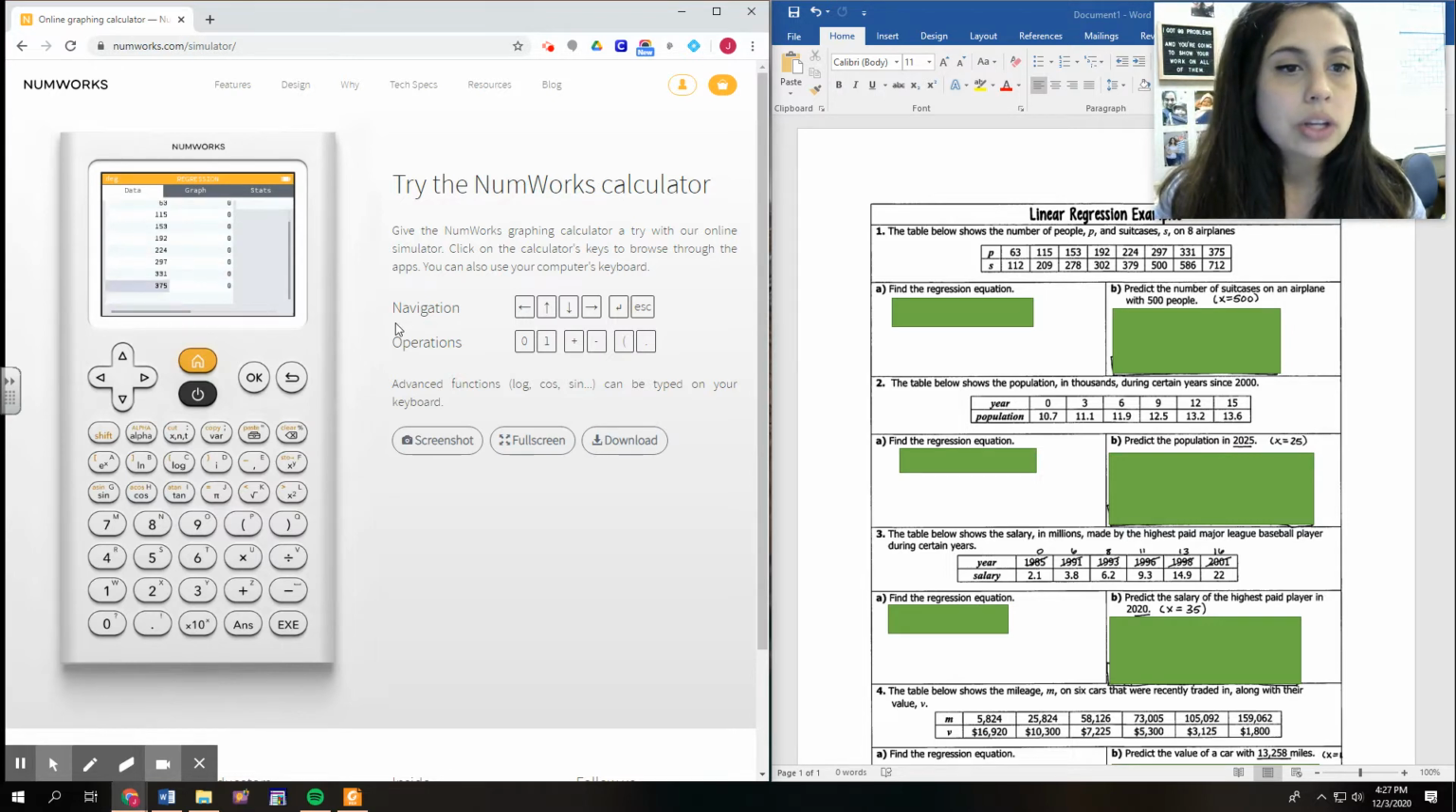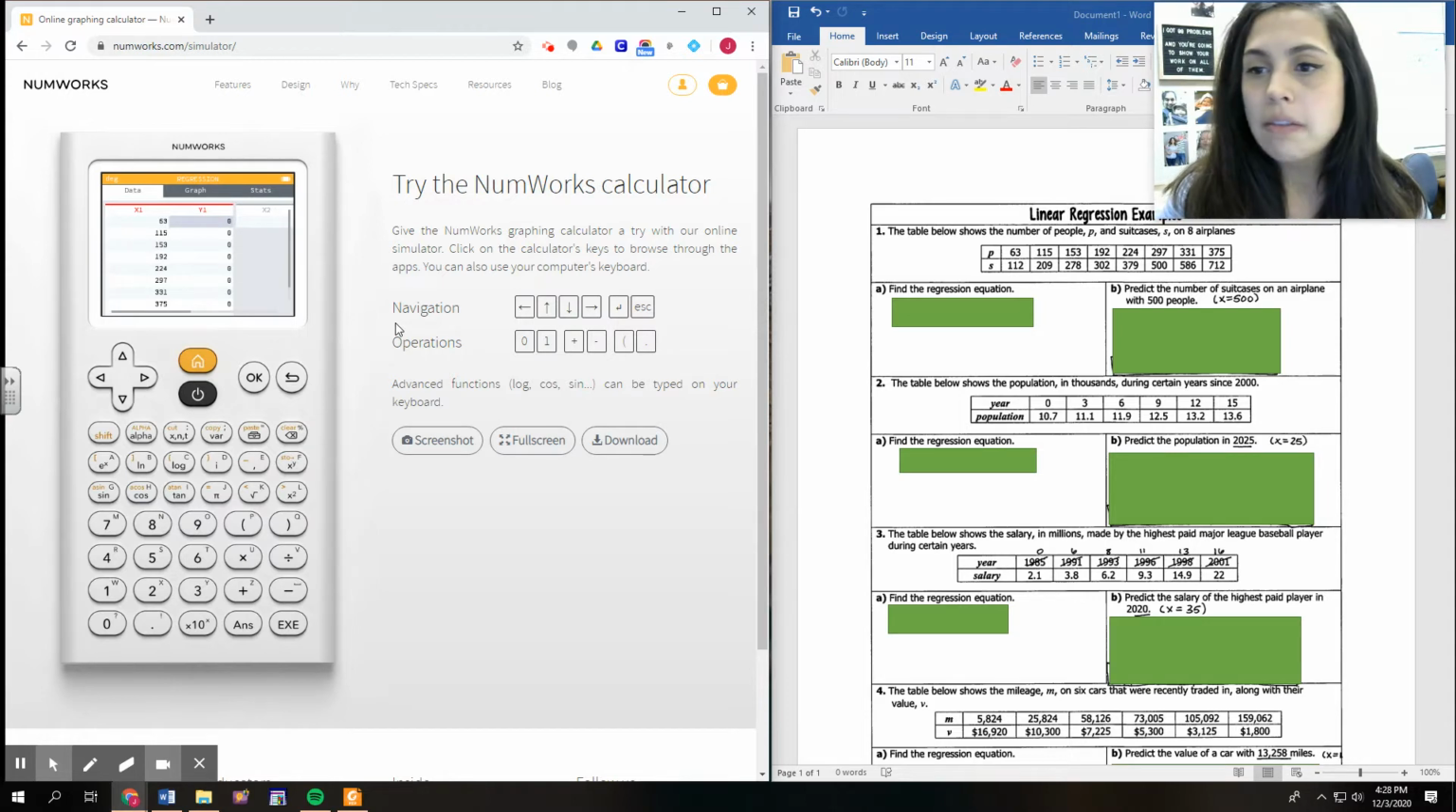275. What I've done here is use my up arrow to get through, so I've put in all of the P's, or the X's. Now I'm going to put in the corresponding y values. For 63, our y value, or S value, is 112. Then 209, 278, 302, 379, 500, 586, and 712.